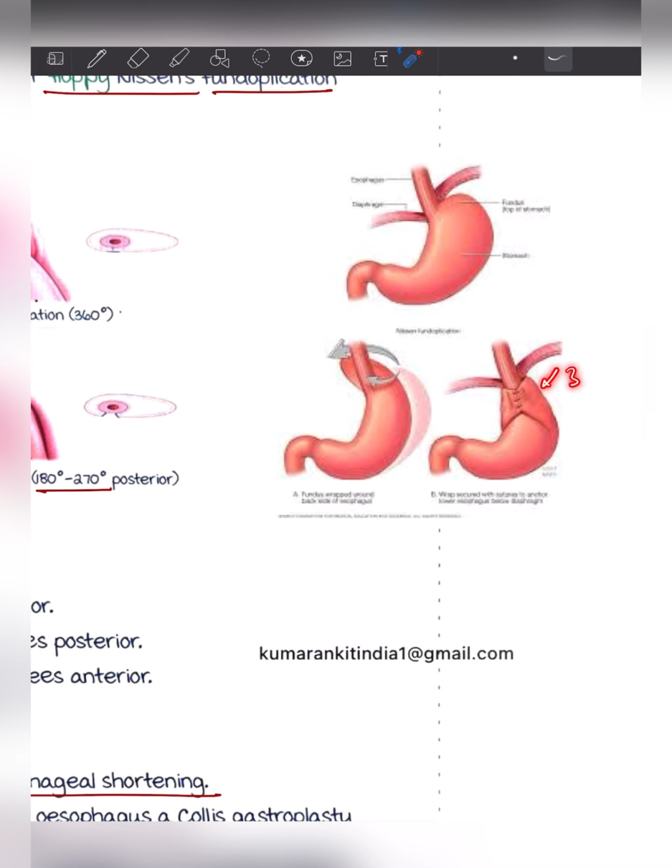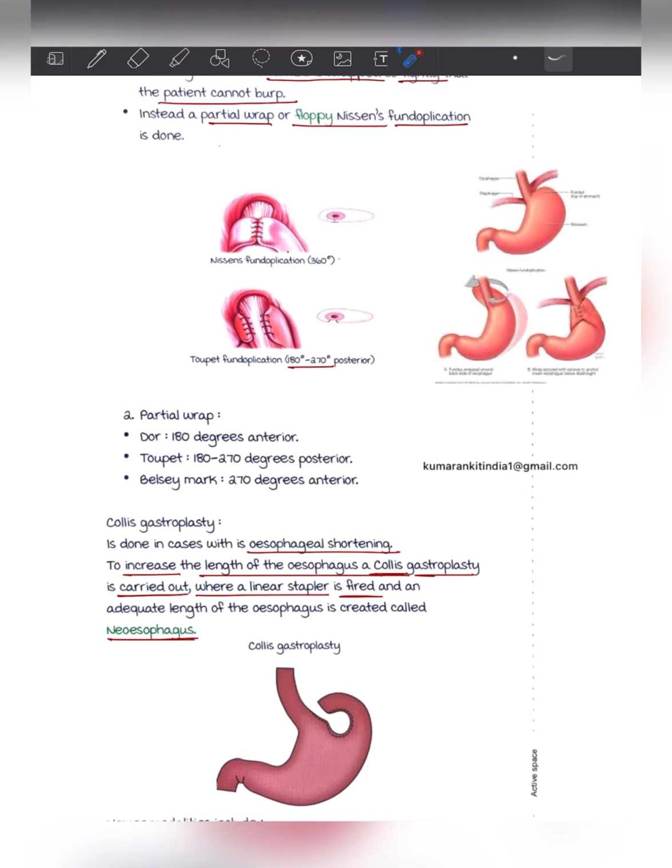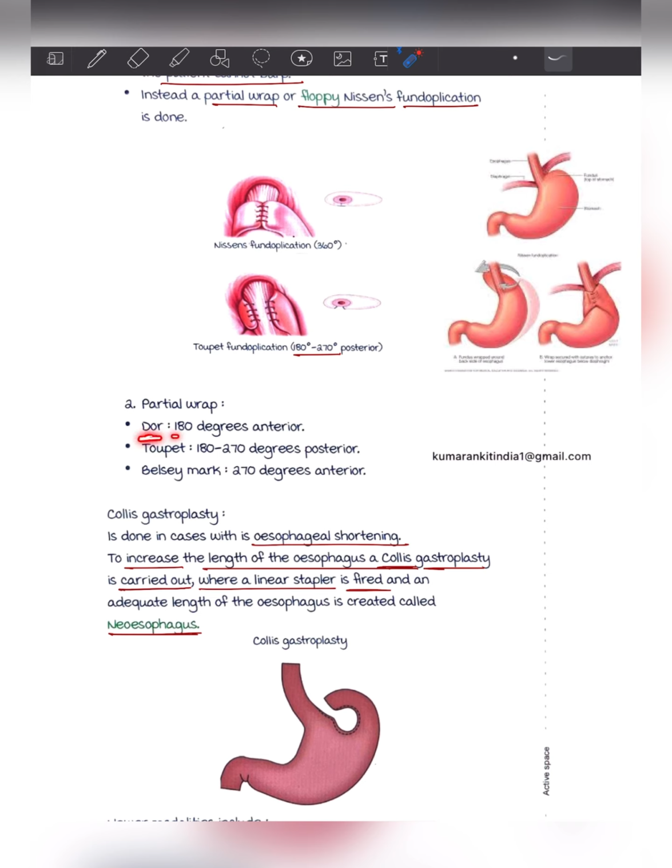It can be a 360-degree wrap or it can be partial, that is 180-degree, or a 270-degree wrap, which are given different names. Here we can study that. Partial wrap: Dor 180 degrees, Toupet 180 to 270 degrees, and Belsey Mark IV 270 degrees anterior.